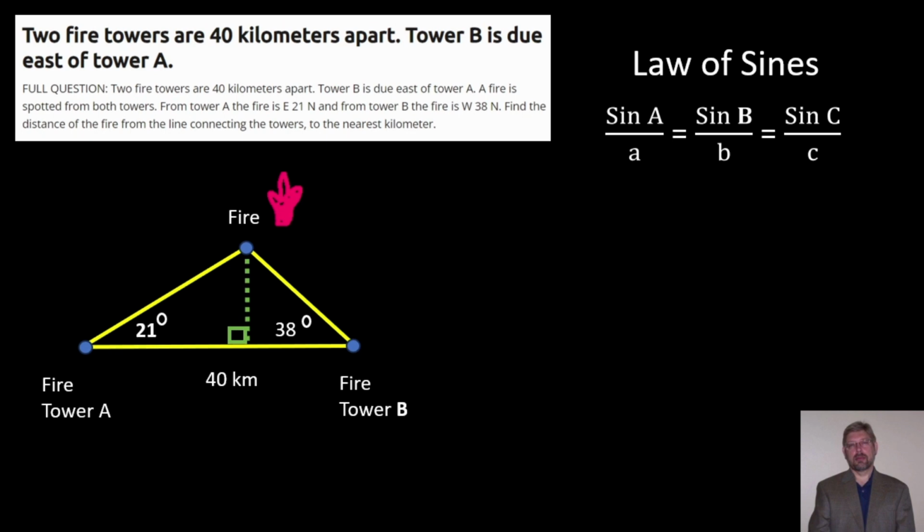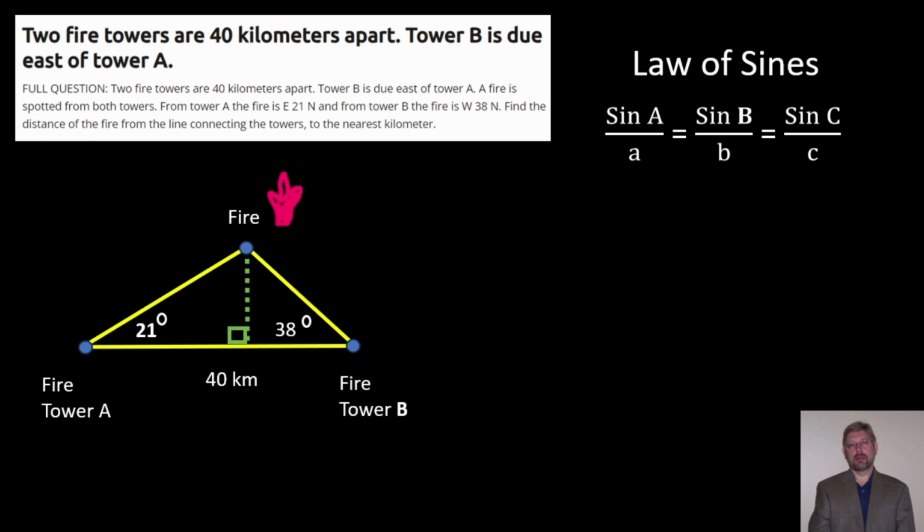Here's an interesting problem that can be solved several different ways. In this case, we're going to use the law of sines. So the problem reads that we have two fire towers and they're 40 kilometers apart. Tower B is due east of Tower A. A fire is spotted from both towers. From Tower A, the fire is east 21 north, and from Tower B, the fire is west 38 north. Find the distance of the fire from the line connecting the towers to the nearest kilometer.